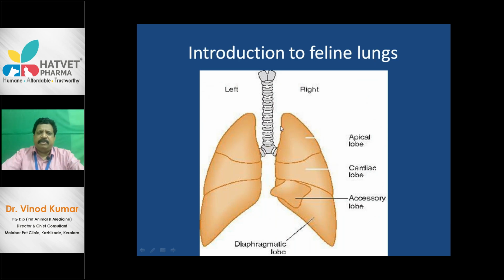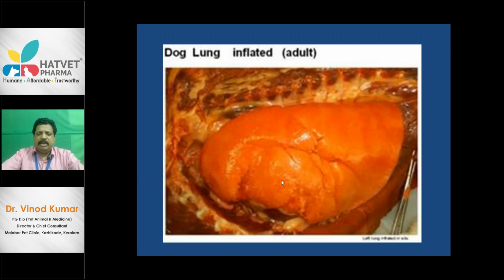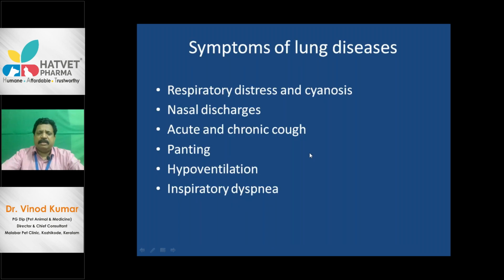Just an introduction to the feline lungs. Yesterday we saw the feline lungs are the same as those of the dogs. It has the laryngeal cartilages, the trachea, tracheal rings, the tracheal bifurcation, and the bronchus, the bronchioles, everything can be seen here. And the lobes on the left side, lobes on the right side, is everything the same as that of the dog. On deflation and inflation of the lungs.